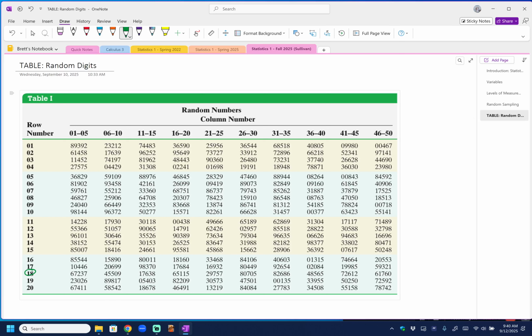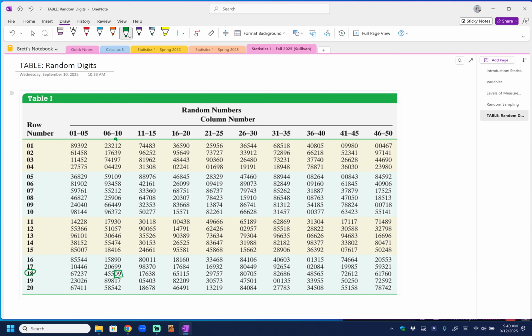So 9 is going to be right here. And we're using double digits. So basically we're going to be starting right here at 09. So how does this all work?